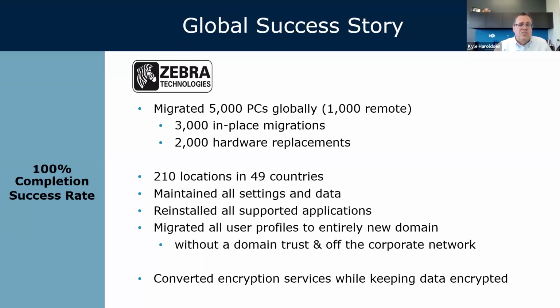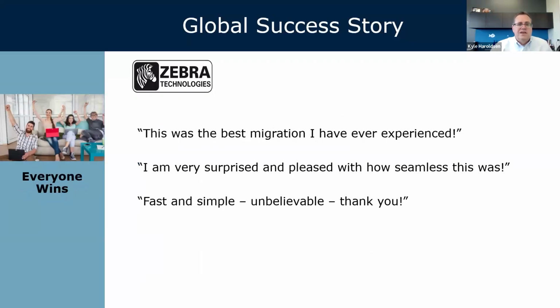They also migrated from one domain to another, and a lot of these machines were off the network, and they didn't have a trust between the two domains, and they also switched encryption. So a lot of complexity went into this type of migration, and we did it all with 100% completion, 100% successful. Not to say there weren't any issues, but Swimage resolved any issues that did come up. It was a great success story, and we got a lot of really positive feedback because of the speed and the simplicity of the approach.